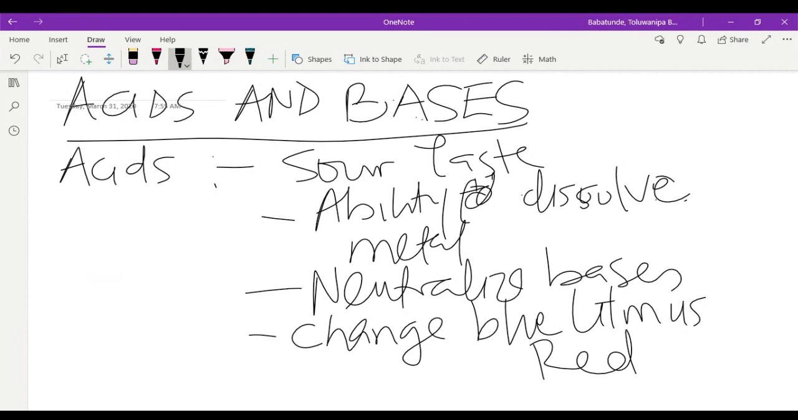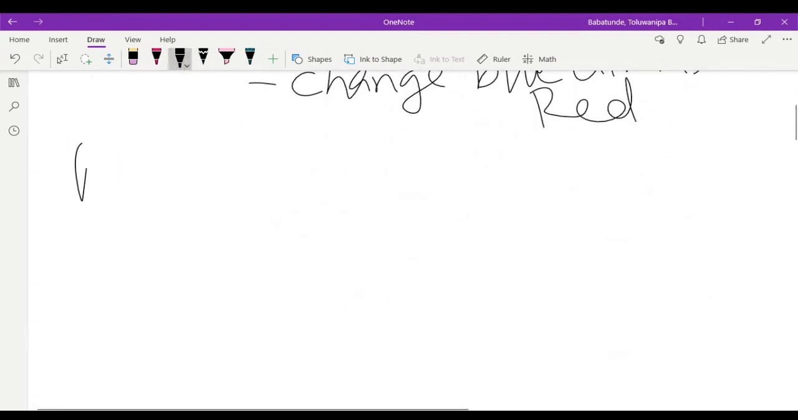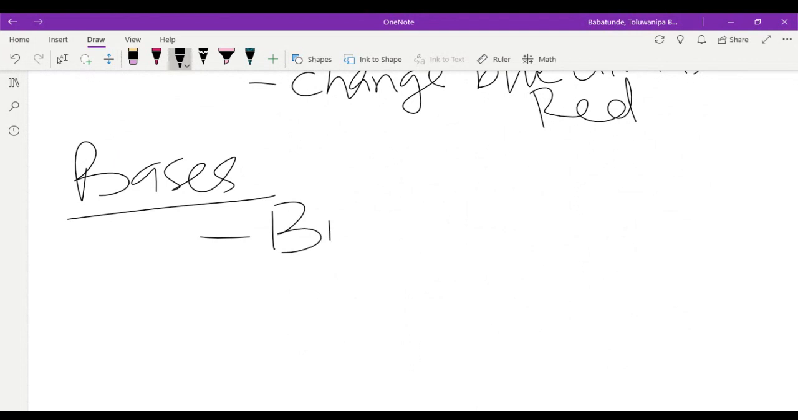We have different types of acid like hydrochloric acid, sulfuric acid, acetic acid, carbonic acid, and so on. And when we look at bases, we also have properties of bases, right? They taste bitter. They have a soapy feeling, or we say they feel slippery.